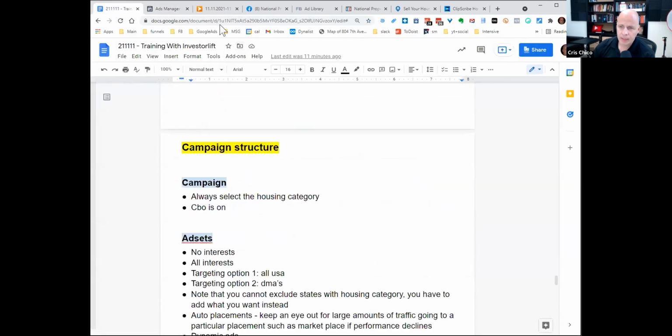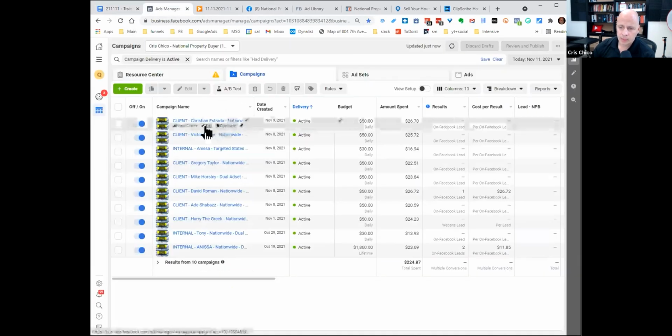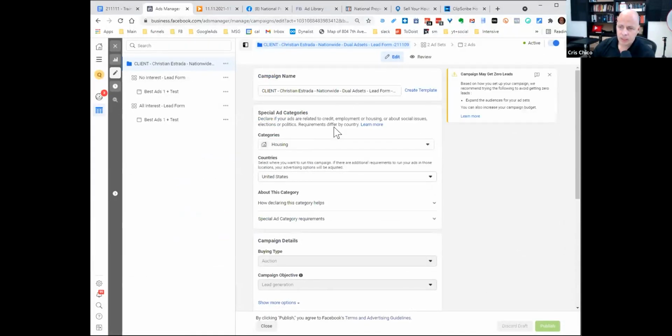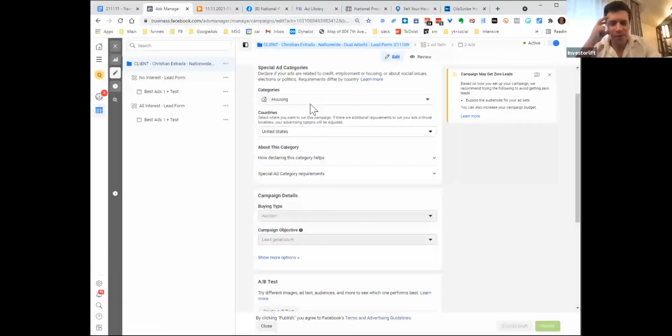In terms of the campaign, the one really important thing is you must always select the housing category. Same thing as Google pay-per-click. If you don't select that, you got problems. You get banned. Yeah. So they'll shut down your ad account.